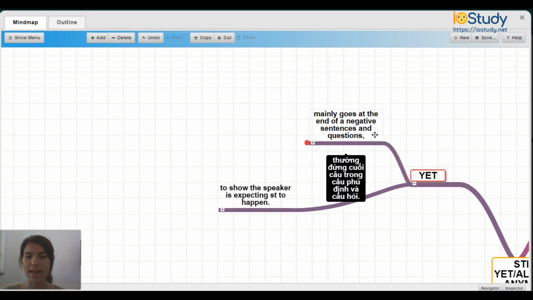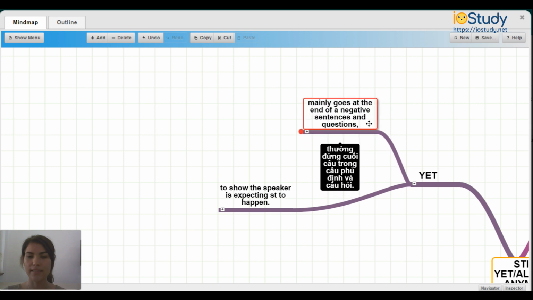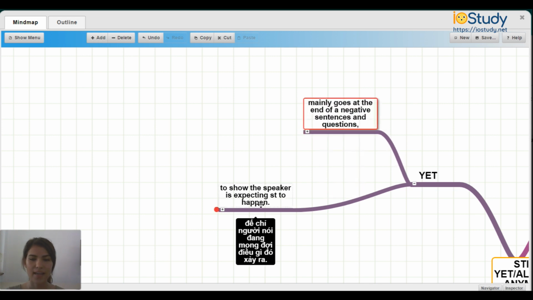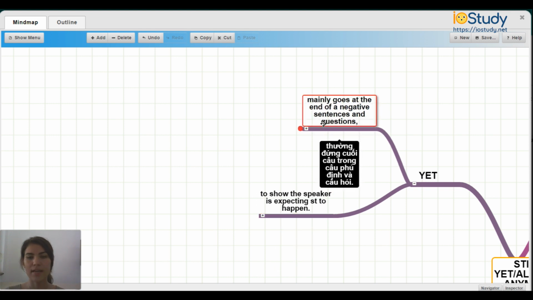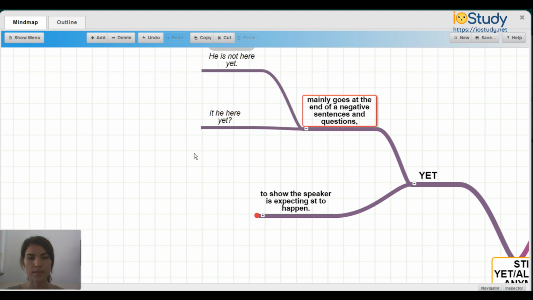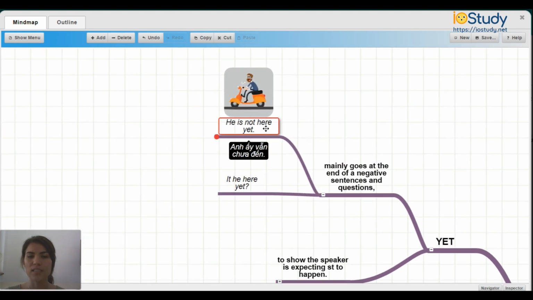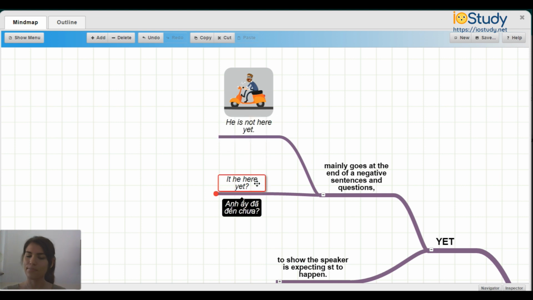Yet mainly goes at the end of a negative sentence and questions. We use yet to show the speaker is expecting something to happen. So yet mainly goes at the end of negative sentences and questions. For example, he is not here yet. And is he here yet? Both of these are negative sentences and questions.